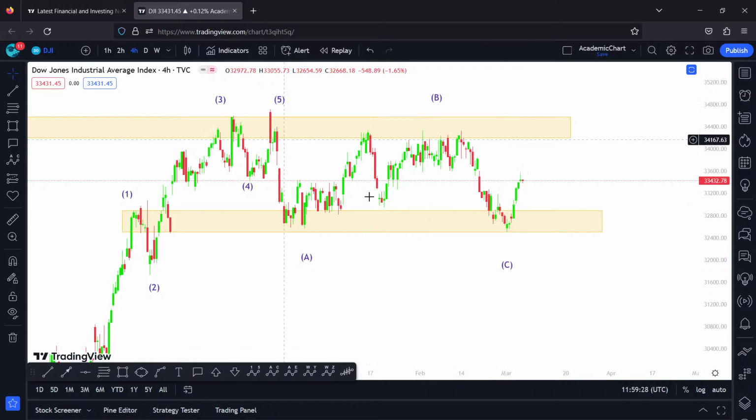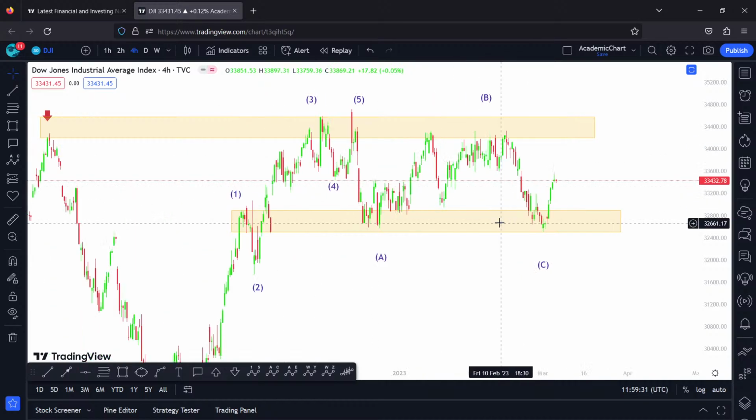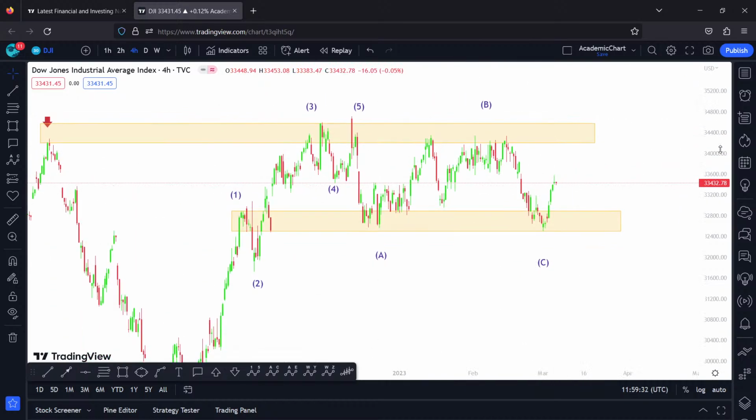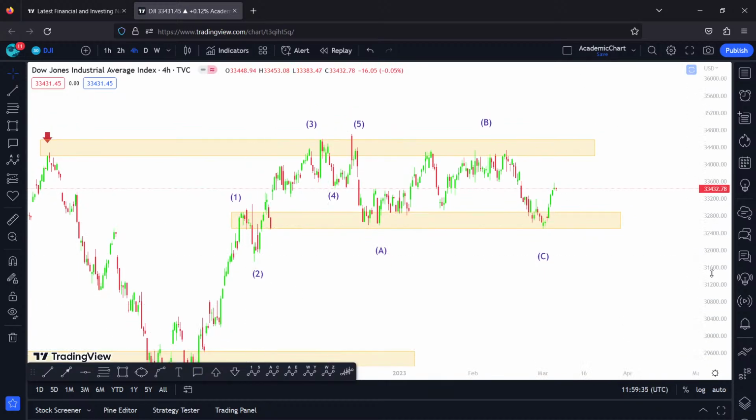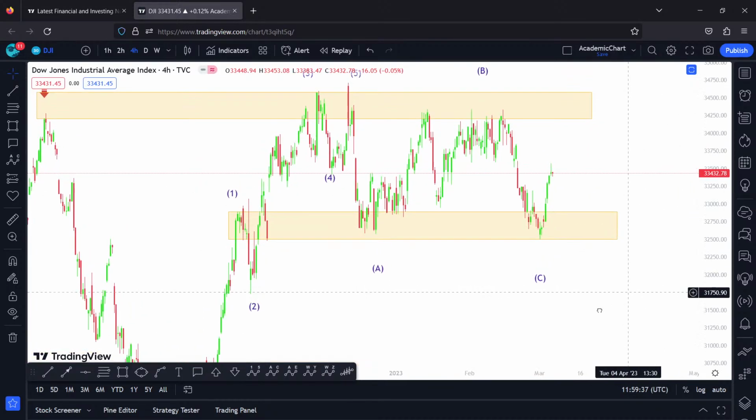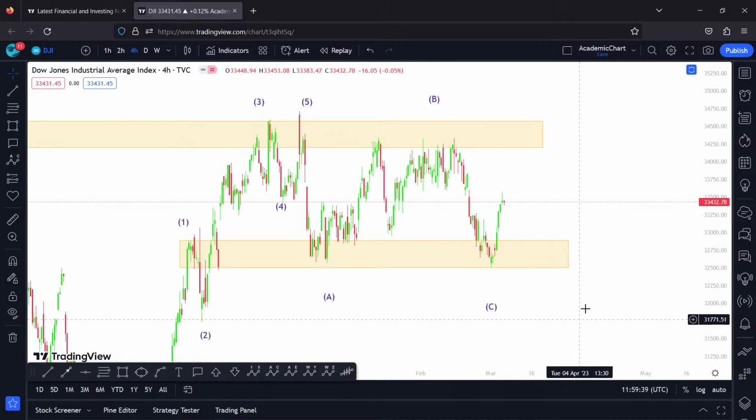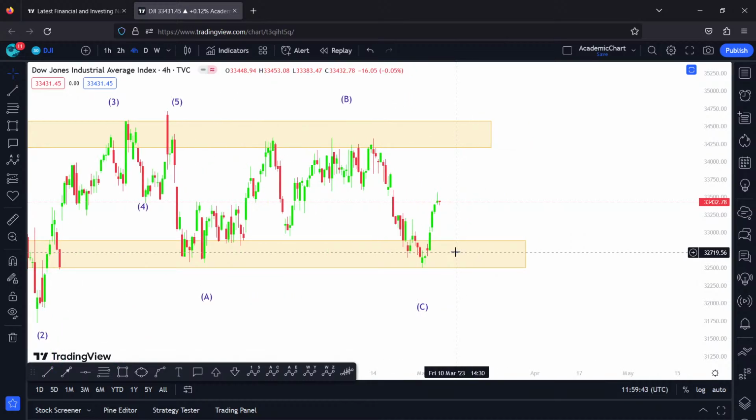It is playing around these, because we're talking about the correction of this last impulsive wave, right? So they are going to be 3 3 5, not 5 3 5. So the flats are 3 3 5.